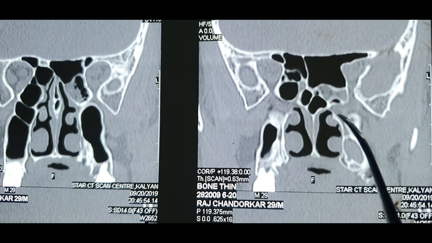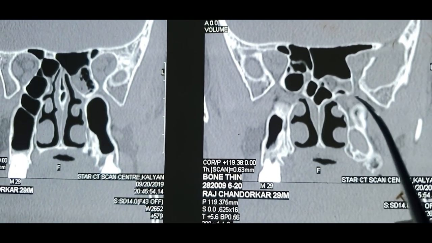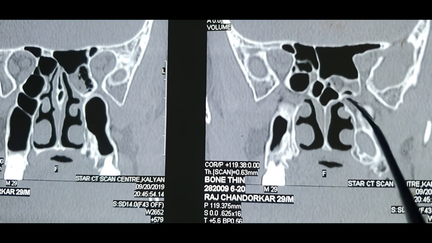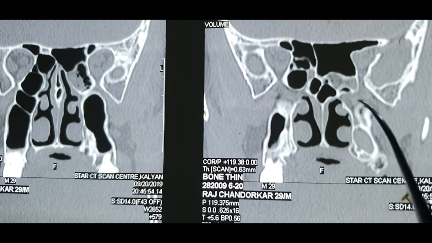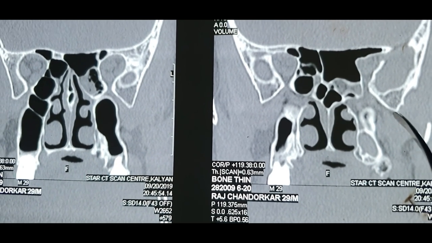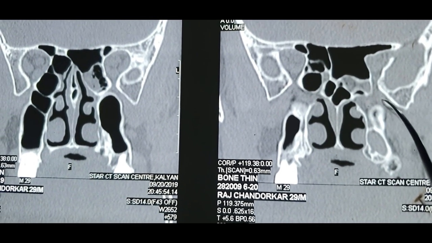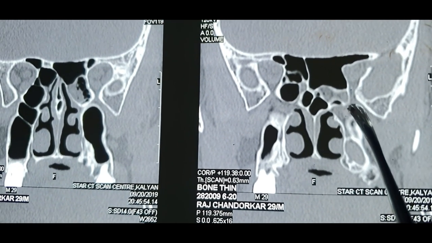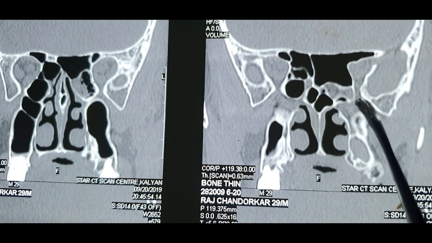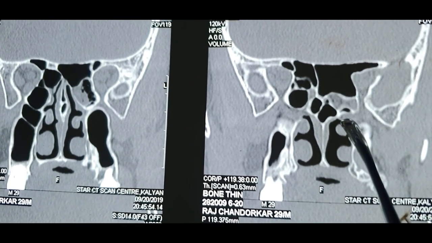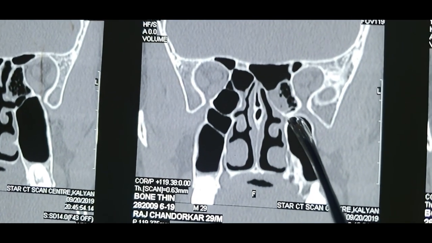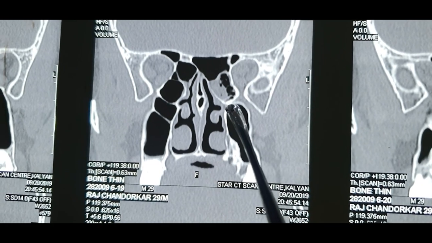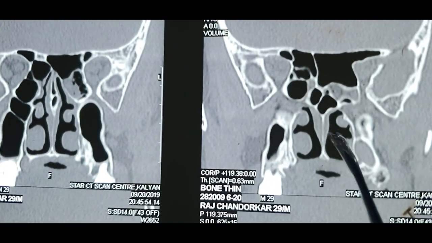So this is the pterygopalatine fossa, PPF. This is the infratemporal fossa, together connected by the pterygomaxillary fissure. Okay, and what is this structure going up here? See this narrow air? This is the sphenopalatine foramen. Go a little posteriorly.